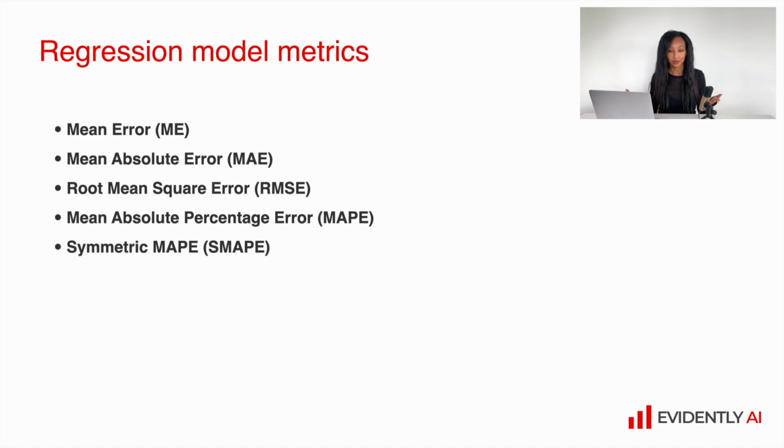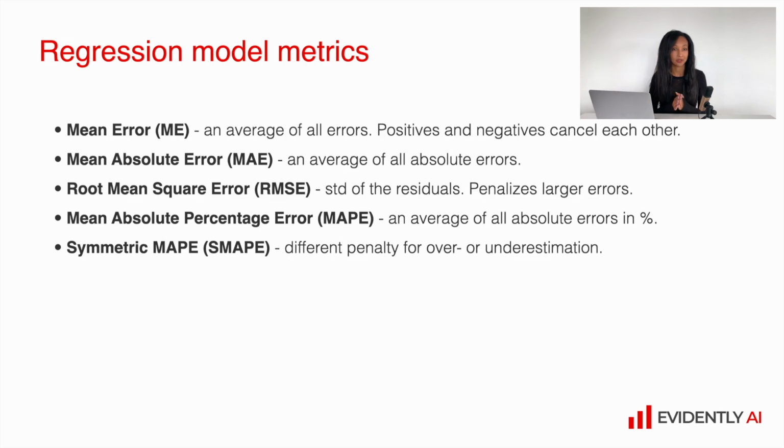Based on this difference, we can then calculate quality metrics, and there are plenty of such metrics because there are a lot of things which we can make with these numerical errors. So basically we can calculate mean error, mean absolute error, mean squared error or root mean squared error, mean absolute percentage error, and symmetric mean absolute percentage error. Let's quickly discuss them.